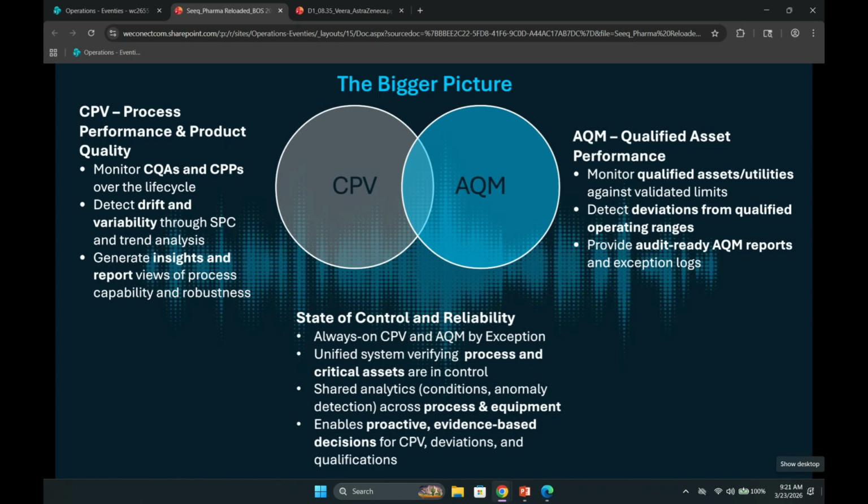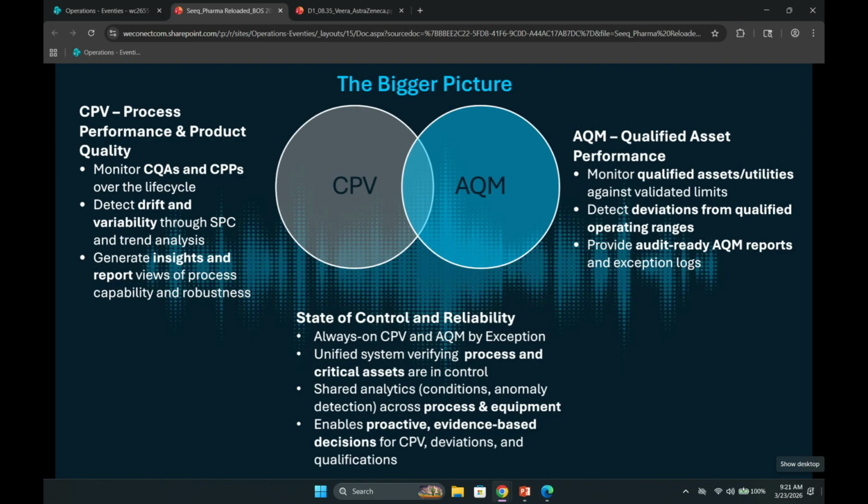AQM, on the other hand, is looking more at qualified asset performance. We're monitoring those qualified assets against those validated limits, the operating limits, detecting those deviations from those operating ranges and making sure that we're always having our assets in a qualified state. And then when there actually are exceptions, generating the reports, the logs that are necessary for audit-ready compliance. And so what does this look like when you bring these two concepts together? Well, in the center of this kind of Venn diagram, it really leans into a state of control and asset reliability. So your equipment is reliable and your process is in control.